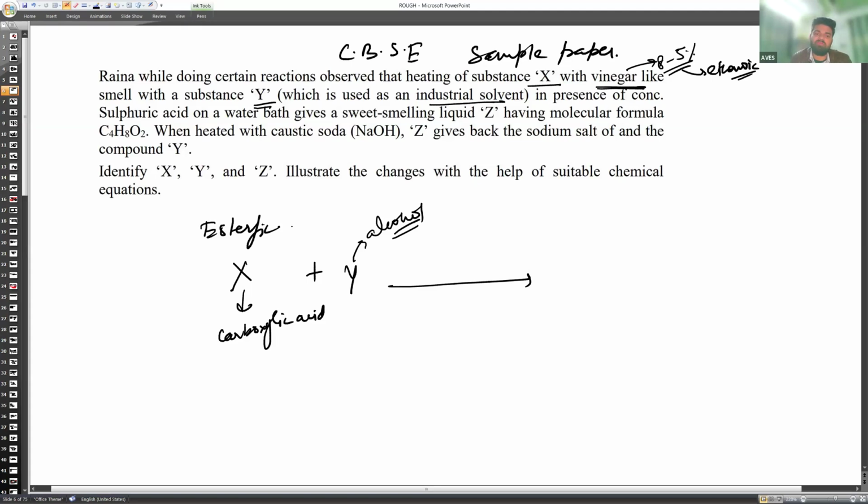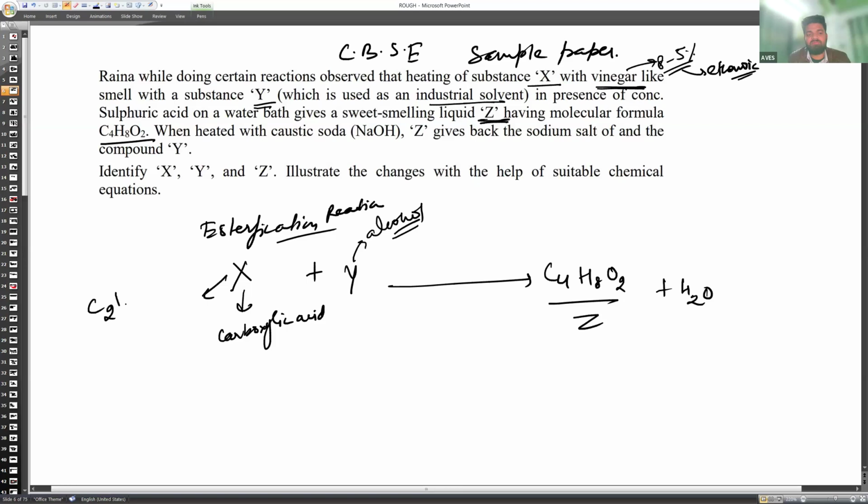Esterification reaction. Okay. So here, this is X, Y, and it is going to give you a compound, which is a sweet smelling substance. A compound Z is formed here, and its molecular formula is C4H8O2. I have told you that if it is a vinegar-like smell, X is ethanoic acid. That is CH3COOH.